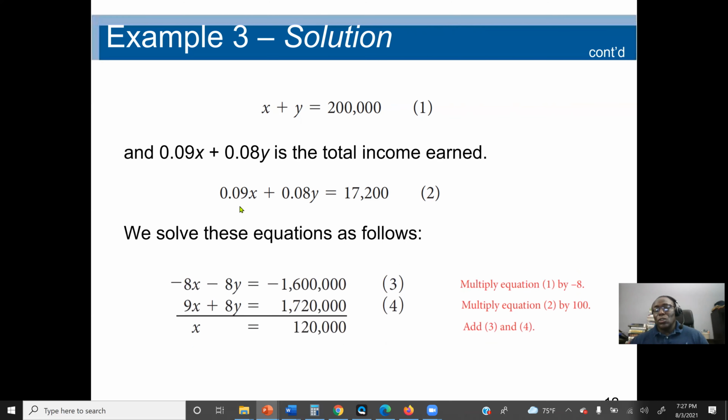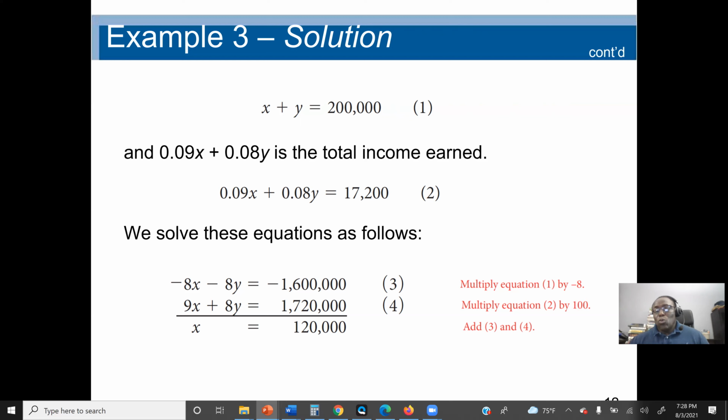So let's see what we decided. Here we decided to multiply the first equation by negative 8, so we want to eliminate Y first. Then we multiply the bottom by 100 to take out the decimal. So we get negative 8 and positive 8. That's our main goal here. So when we combine the two equations after multiplying the first by negative 8 and the second by positive 100, negative 8Y plus 8Y will cancel. So we have X equal to 120,000.